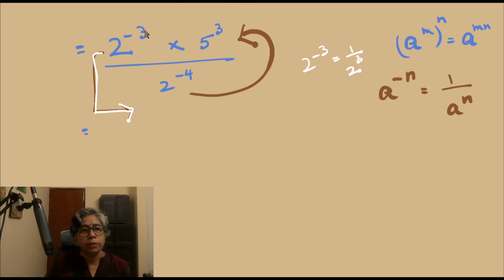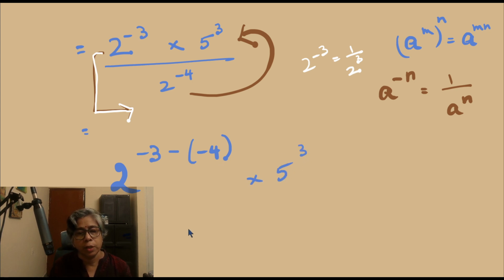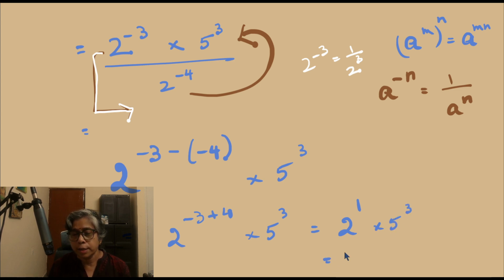Right. So from here you can just write, since the bases are the same, 2 and 2, this can be written as 2 raised to the power minus 3 minus of minus 4, into 5 cube, which is equal to 2 raised to the power minus 3 plus 4 into 5 power 3, which is 2 to the power 1, since minus 3 plus 4 is 1, into 5 cube, and we get the same answer as before. We have done this just now. 2 into 125, which is 250.